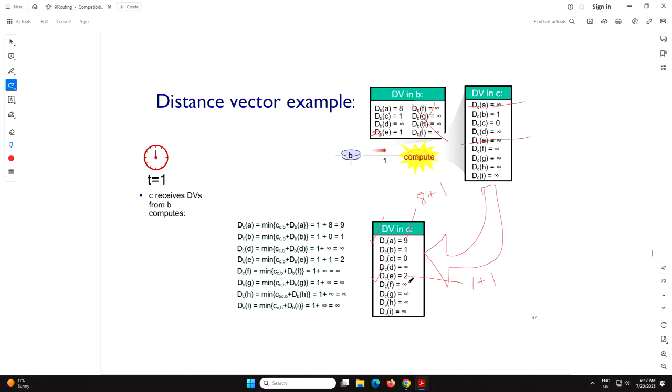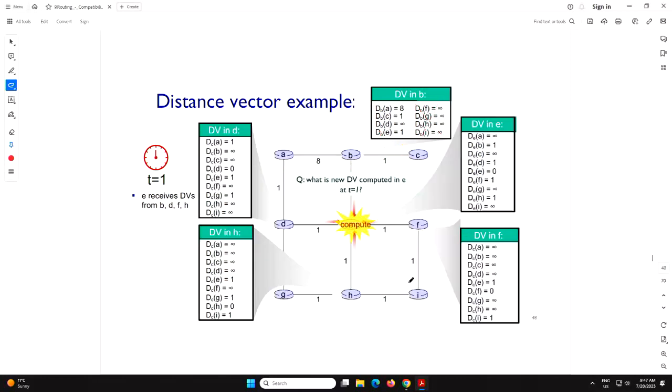Right? So now we are able to trace the progression or the evolution of the routing tables in each of the routers over time, based on a particular reception from a particular neighbor, right? So that's what we are doing.